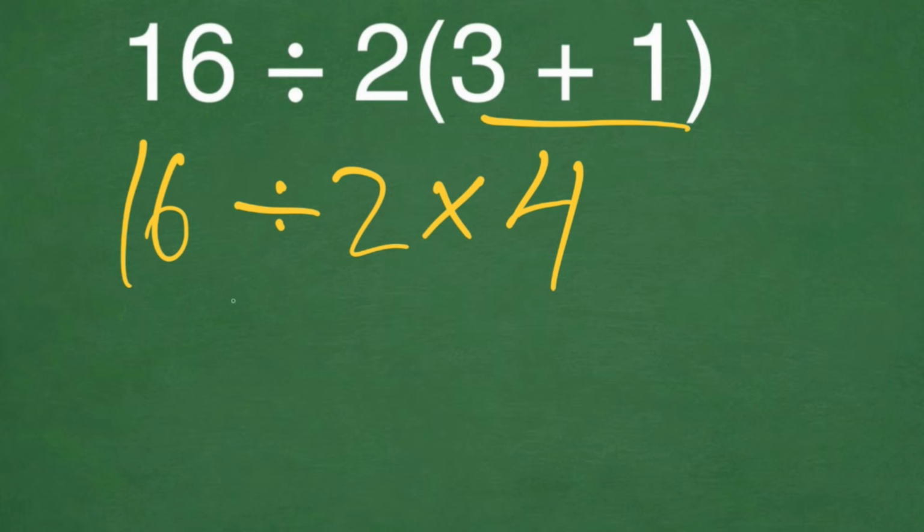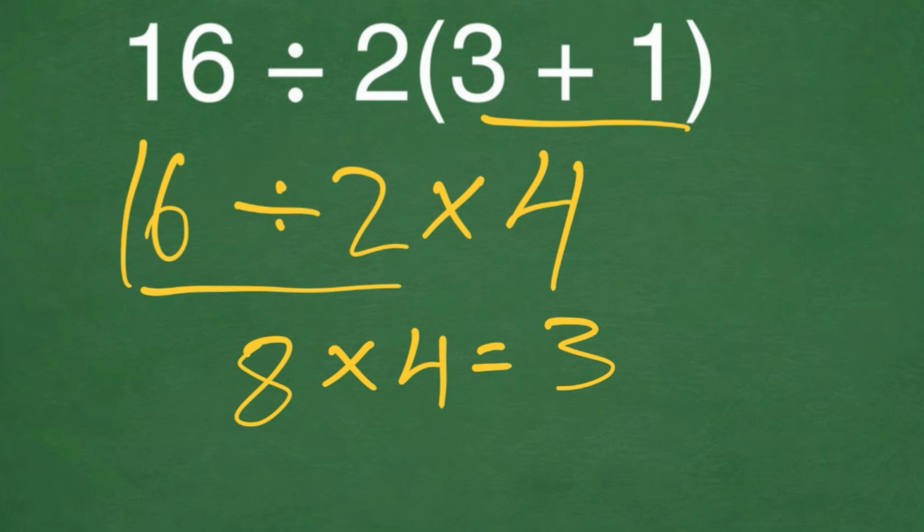And like we discussed, multiplication and division both have equal priority, therefore we have to solve the problem starting from the left to the right, right? So we are going to start by dividing and then we are going to multiply, right? So 16 divided by 2 gives us 8, and 8 times 4 is equal to 32. So the final answer to this question is 32.